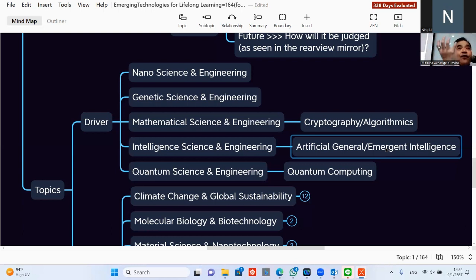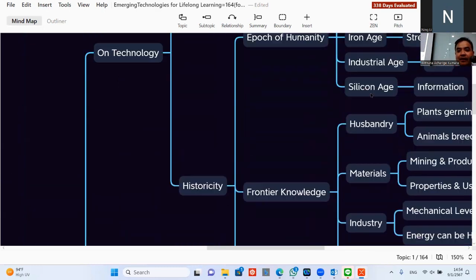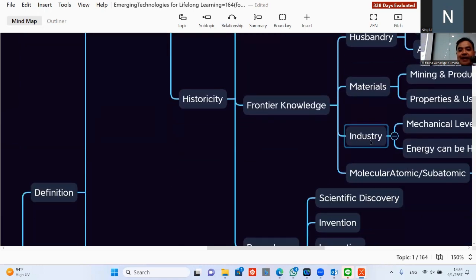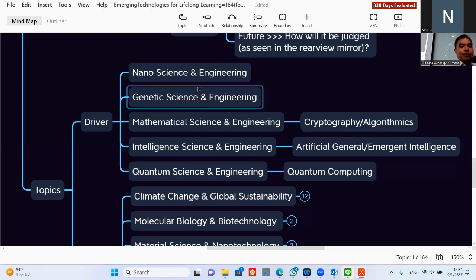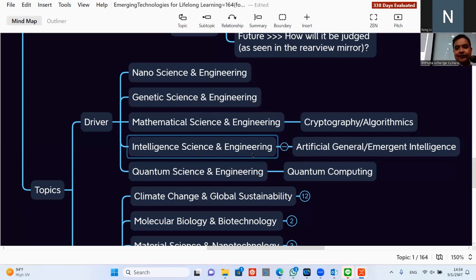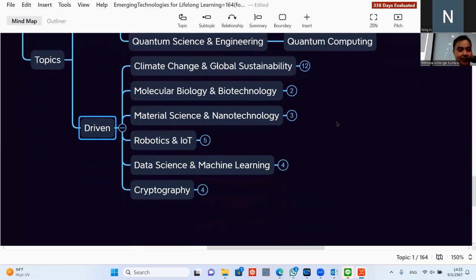And this is just focusing on the hot topics right now, right? But like I said, if you go back to things like husbandry, material science, industry, all kinds of stuff, there's still emerging technology in those topics. Okay, material science, precision farming, like I said, being a good example. But here I'm just listing the new wave, so to speak. Now that would be focusing on the driver.